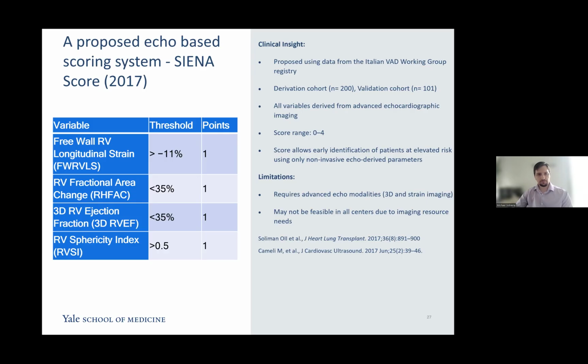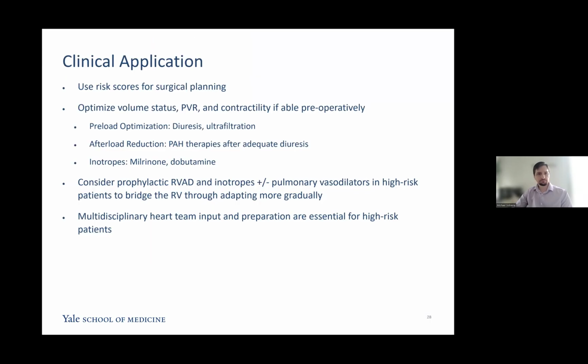Those 4 were the free wall longitudinal strain, which the data put right around -11% in a couple of studies, some a little bit higher, some a little bit lower; fractional area of change, which everyone, of course, set at 35%; the RV ejection fraction, which they set at 35%; and the RV sphericity index, which had some predictors around 0.5 in a couple of small studies. And they were proposing this whole study that, to my knowledge, hadn't happened yet. So, clinical applications of a lot of these things.